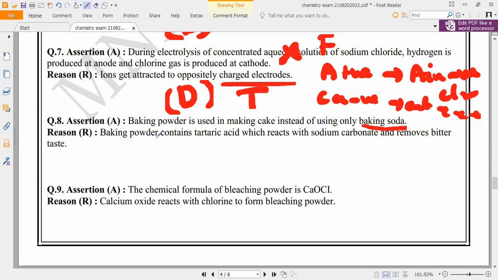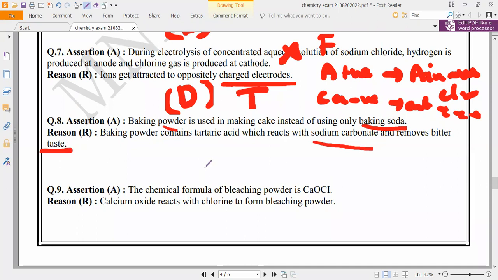It will give you some other kind of sour taste. Is it yes, guys? Yes, sir. That is baking powder. Baking powder is a mixture of some kind of edible acid like tartaric acid or citric acid. Baking powder contains tartaric acid, which reacts with the sodium carbonate and removes bitter taste.